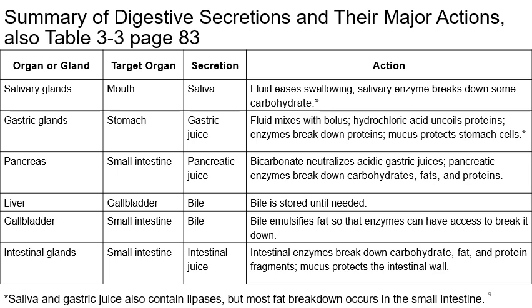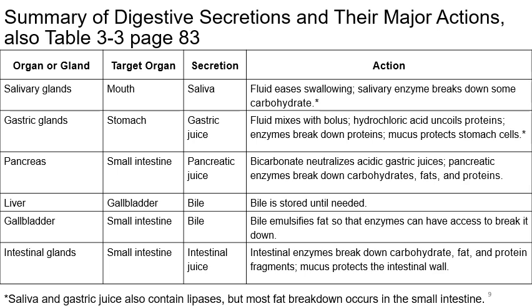Remember what bolus is? It's the food in your mouth that you chew, and the saliva mixes with the food. That's bolus. And the hydrochloric acid uncoils protein. It breaks it down in the stomach. Enzymes break down proteins. Mucus protects stomach cells. The pancreas targets the small intestine. It secretes pancreatic juice. Bicarbonate neutralizes acidic gastric juices. Pancreatic enzymes break down carbohydrates, fats, and protein.